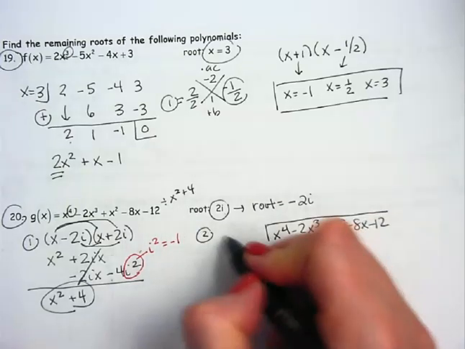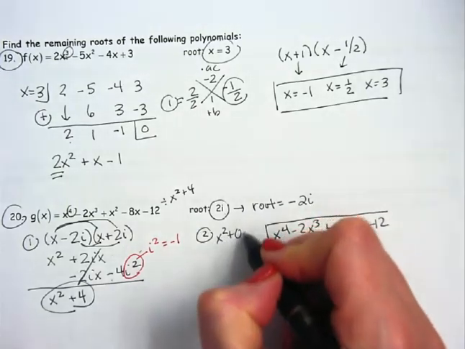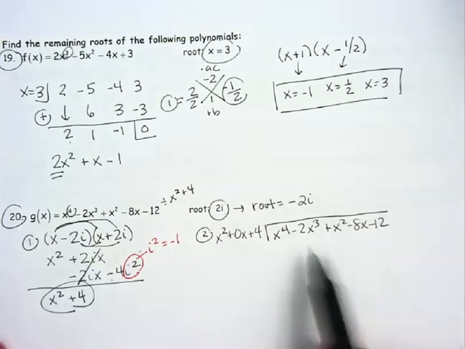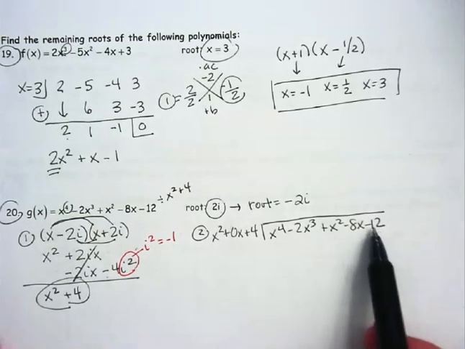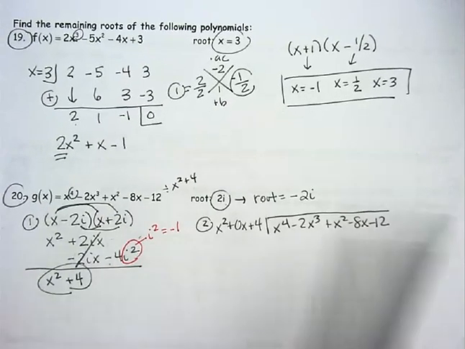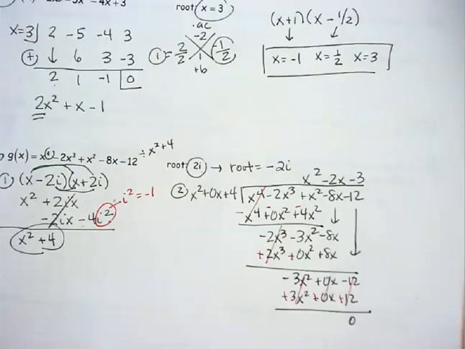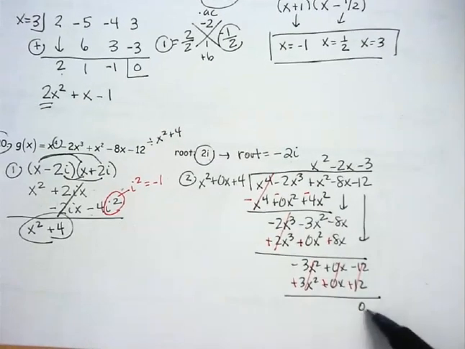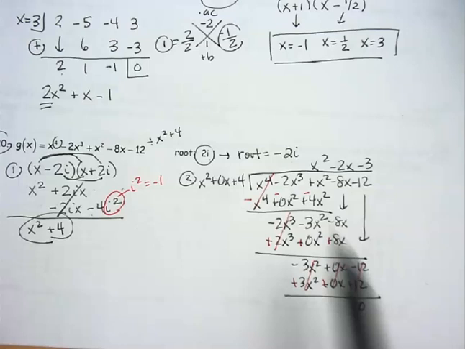X squared plus 4 is missing the x term, so I'm going to put a 0 there as a placeholder. And I'm not missing any x terms here. So I want you to pause your video and do your long division, and then come back to the video. I'm actually going to pause and do mine as well.